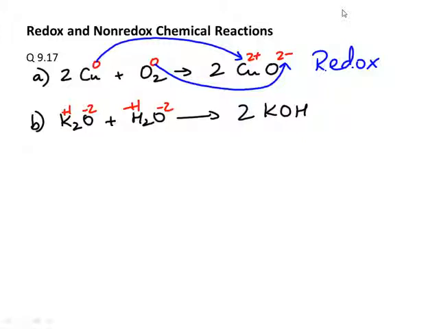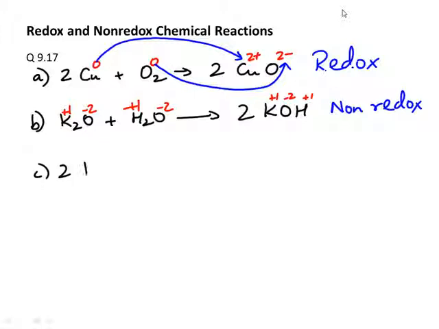When you look at potassium hydroxide, have those changed? No, the potassium is still plus 1, oxygens are still minus 2, and hydrogen is still plus 1. So you notice that none of the oxidation states have changed in this reaction. So this reaction is a non-redox reaction.